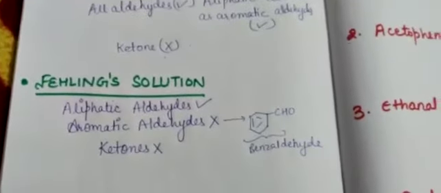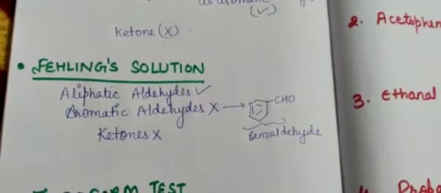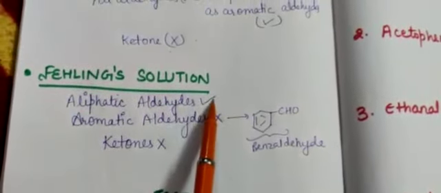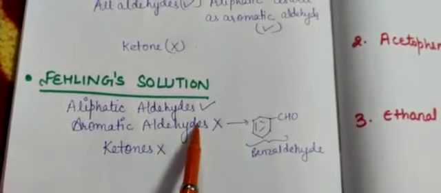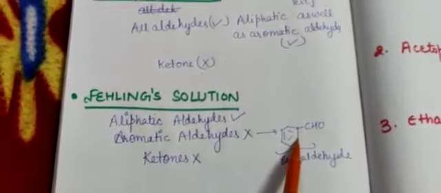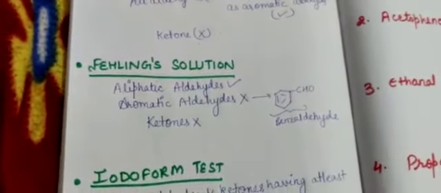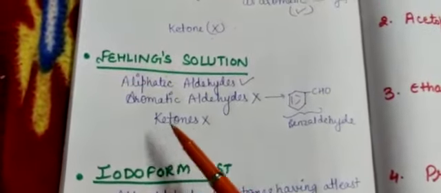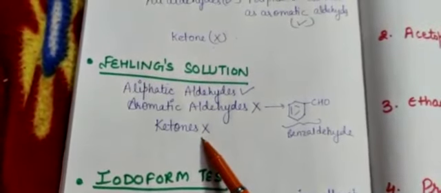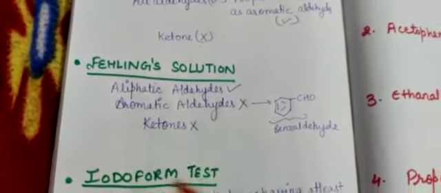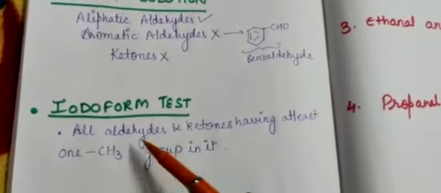Second one is Fehling solution. In case of Fehling solution, aliphatic aldehydes give the reaction, but aromatic aldehydes, for example benzaldehyde, will not show the reaction with Fehling solution, as well as all the ketones, they will also not show any reaction with the Fehling solution. Now come to the iodoform test.